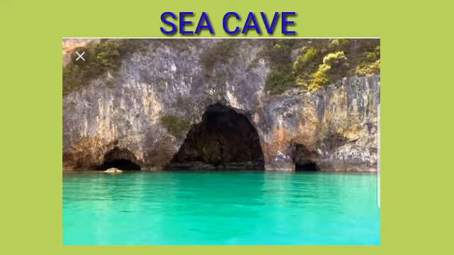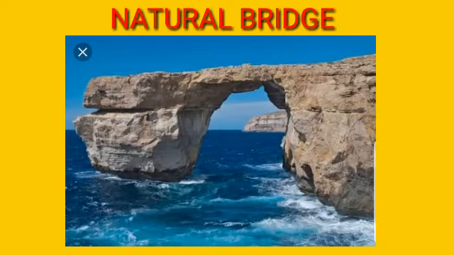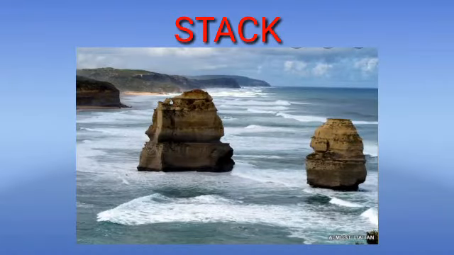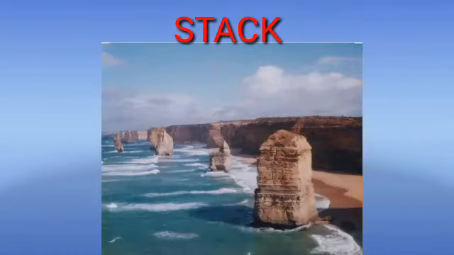A sea cave is a type of cave formed due to the erosion caused by the sea waves, children. A natural bridge is a leftover part of a headland or a stack with an opening formed due to the erosion caused by the sea waves. Let us see, children, what is a stack. A stack is a steep vertical column of rock in the sea, often got cut off from a headland.